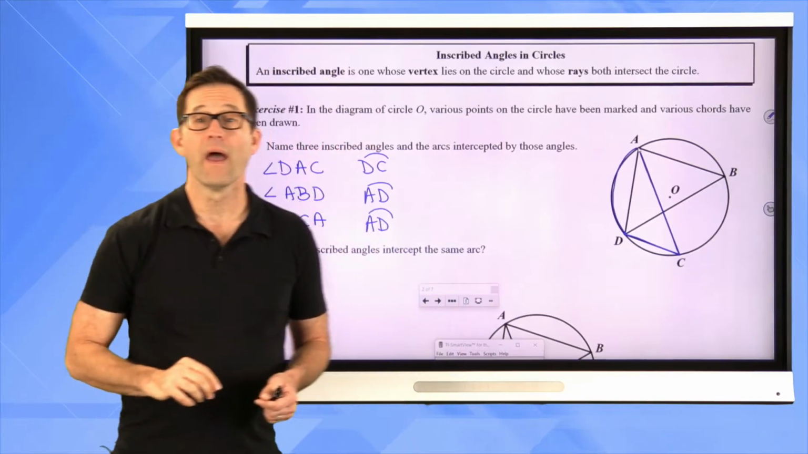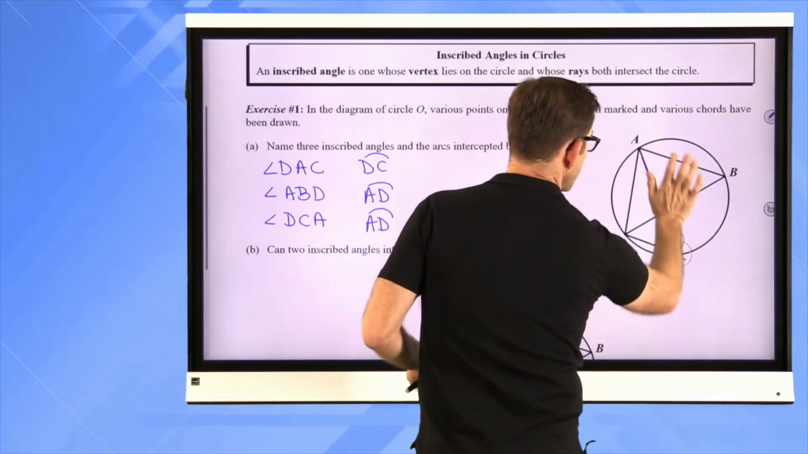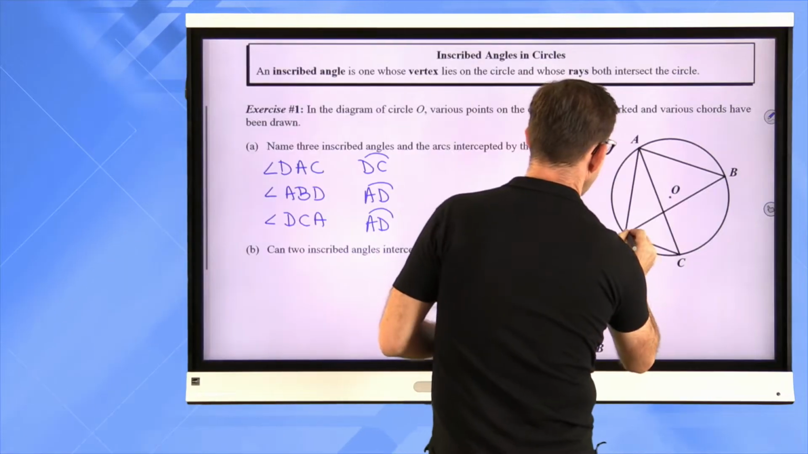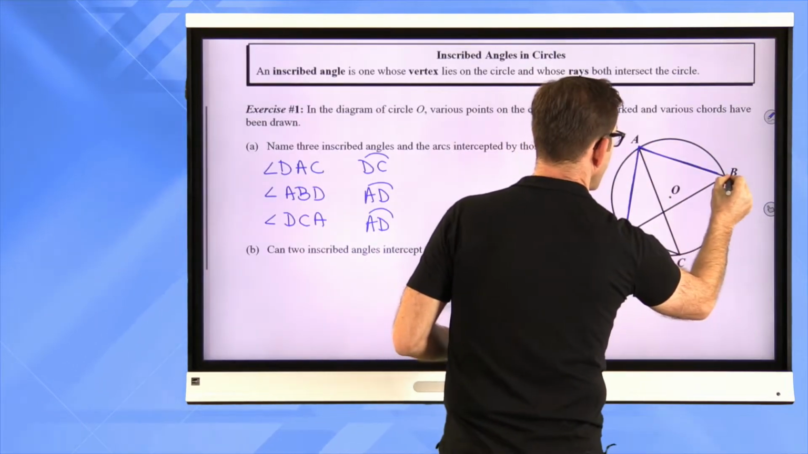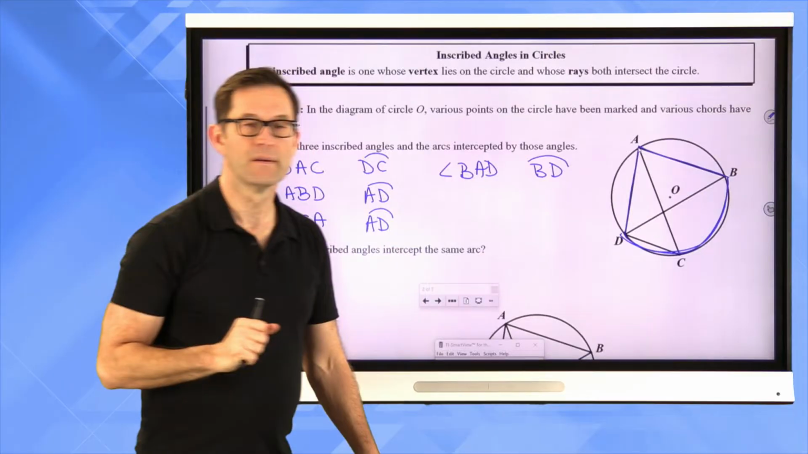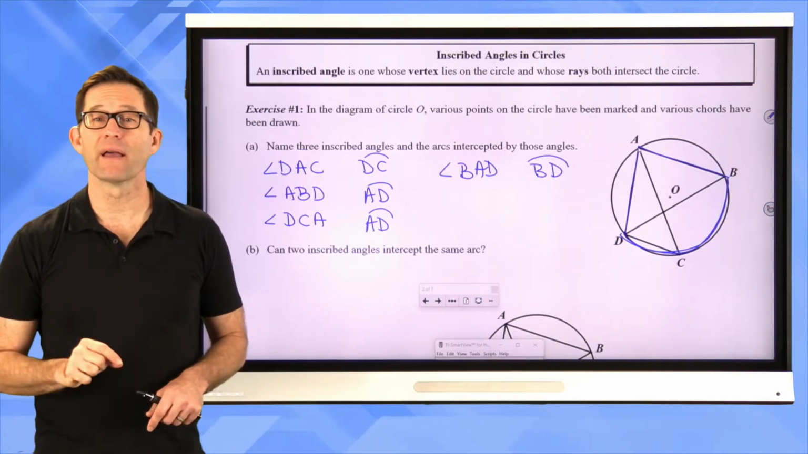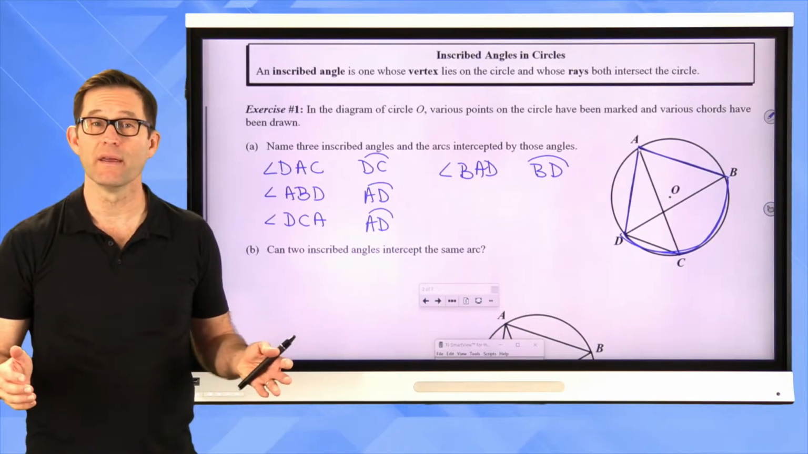Okay. And there's actually one more. Let me get rid of this. We've got this particular angle, and that is angle BAD. It's a bad angle, and it intercepts arc BD. All right, and that's it. So lots of inscribed angles in this particular image.